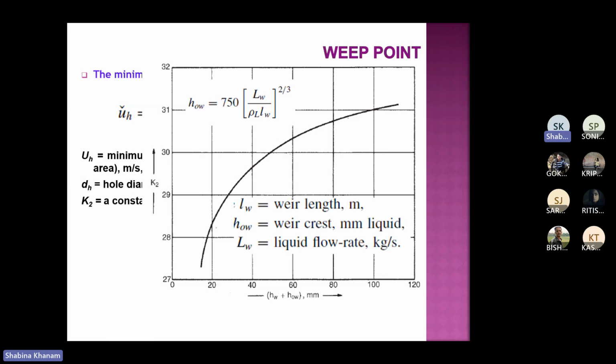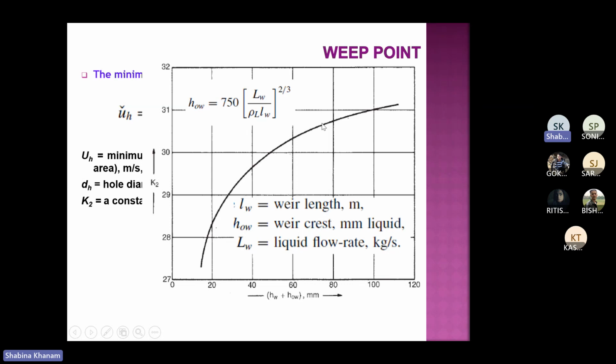So when I'm considering to find out HOW, this liquid flow rate should be minimum. Okay, because we can have more weeping condition when the vapor velocity is very less and the liquid flow is also less. In that way you can consider LW as minimum.